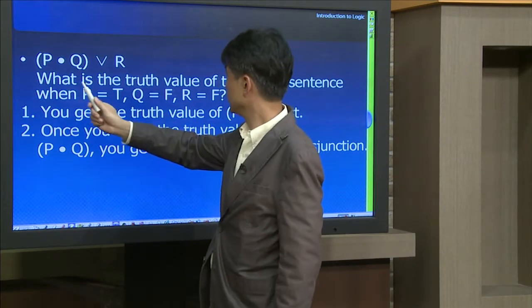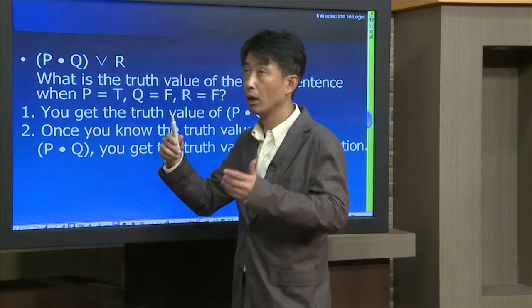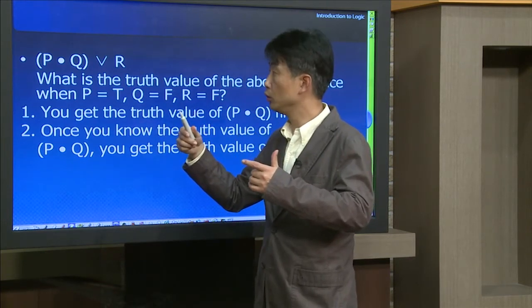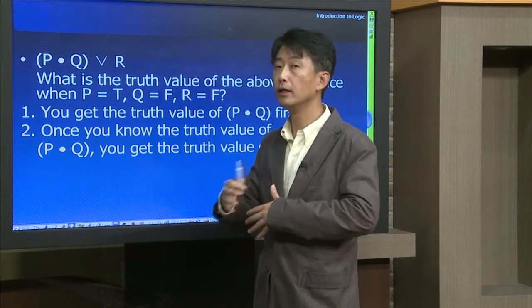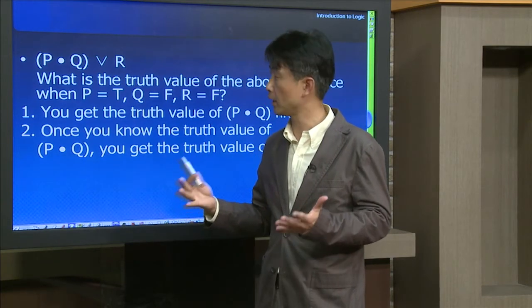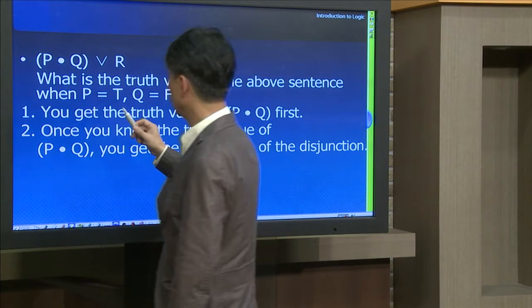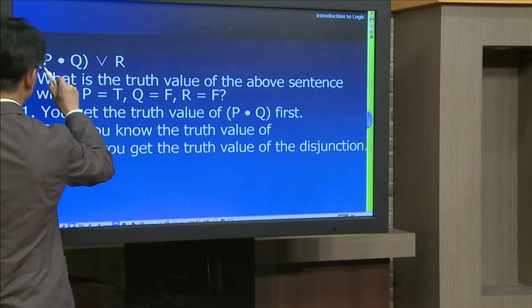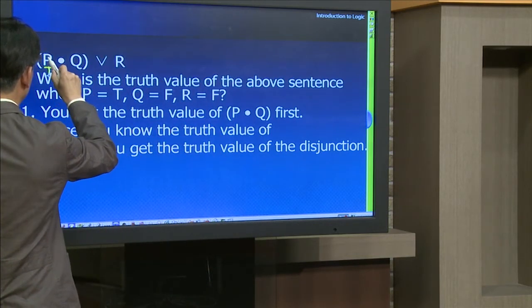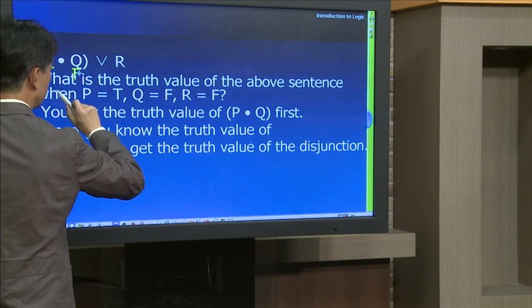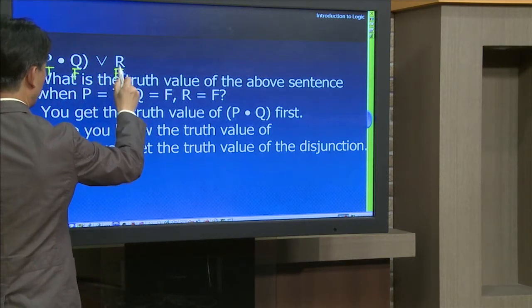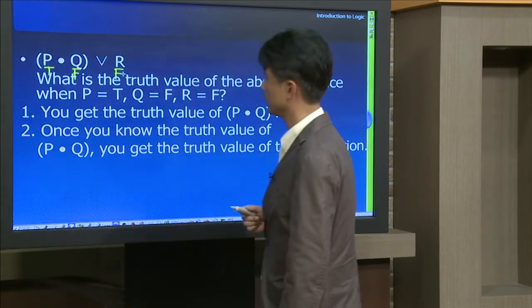This is a truth function. That means you put truth values for P, Q, R, then the truth value of the whole thing is thereby fixed. Okay? So you put T for P, F for Q, and F for R. What is the truth value of the whole thing?